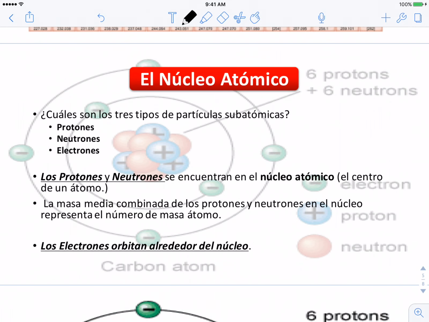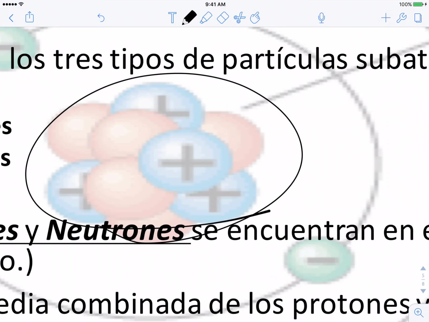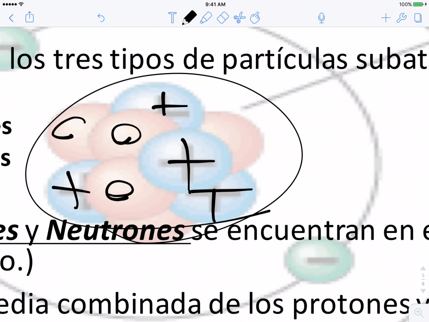If we were to look at this picture right here, okay, this is the center, el centro del átomo. So this would be a proton. That would be a proton, proton, proton. Neutrón, porque no tiene carga. Okay, so there's no charge here. So we'll put a 0 there. Cero, no charge, no carga.